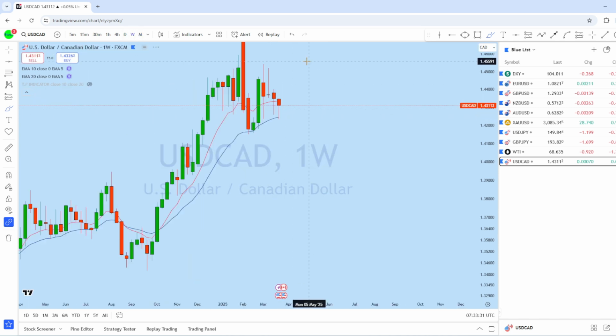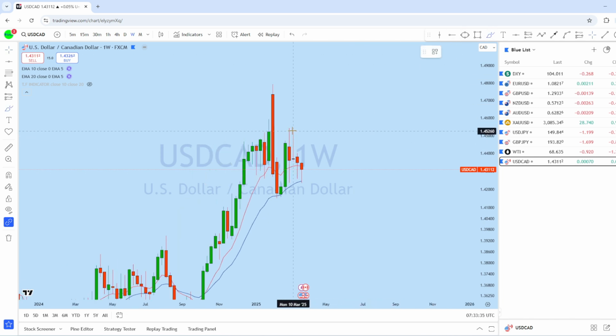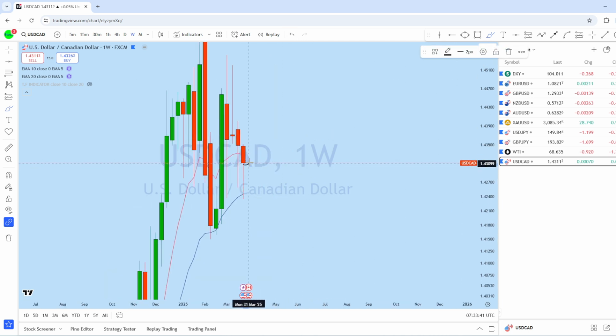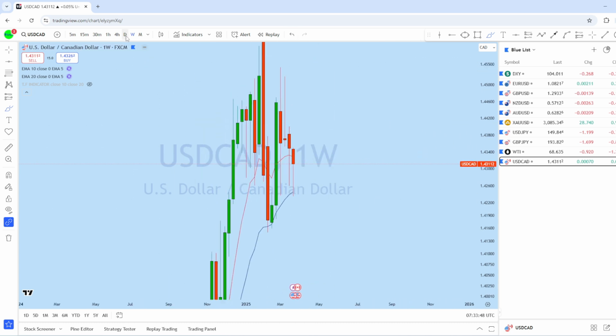Now if we look at the weekly chart here, there is a weekly doji followed by a series of lower highs here, and what we could see on dollar CAD is the market potentially retesting this resistance and then trending again in that direction to create a new lower low.